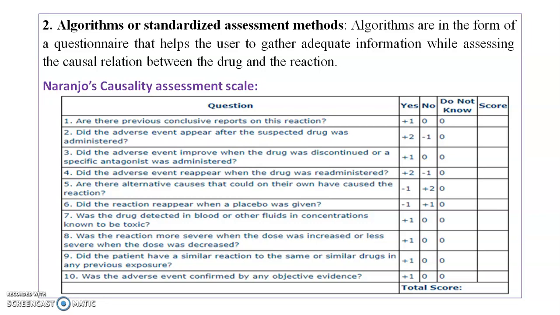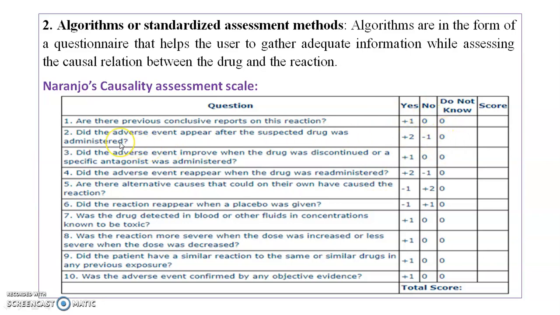For example, are there any previous conclusive reports on that particular reaction? If it is yes, we need to put +1, and if it is no, then we put 0 marks. Did the reaction or adverse event reappear after the suspected drug was administered? If the patient says yes, then we keep +2 marks. If he says no, then we give -1 mark. If he says don't know, then we score it as 0.